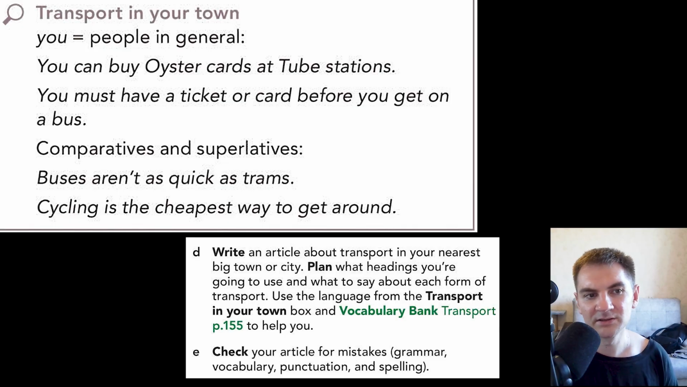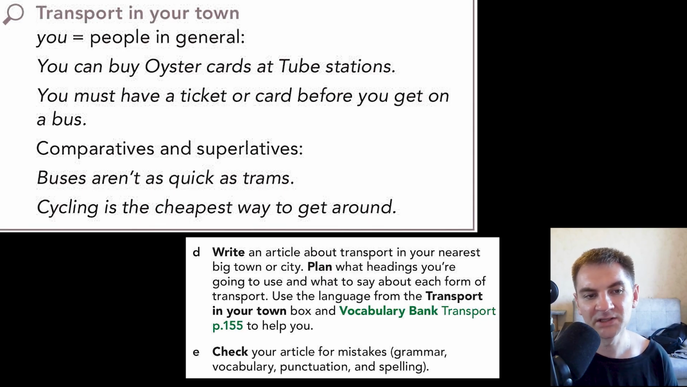Now, part D. Your turn to write. Now you will write a similar article about transport in your nearest big town or city. How to do it? Plan your headings. What types of transport will you write about? Buses, the metro, taxis, bikes? For each type, write a short paragraph.